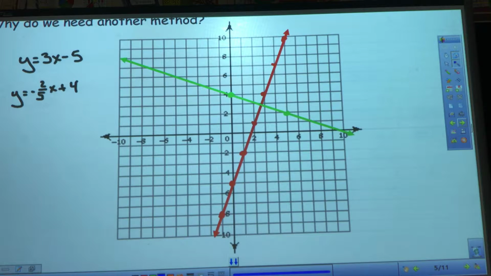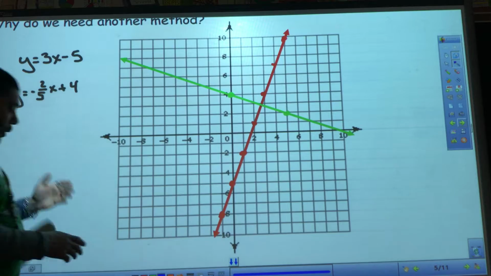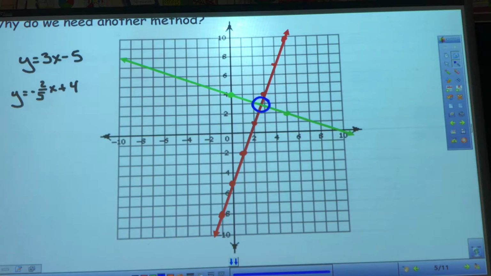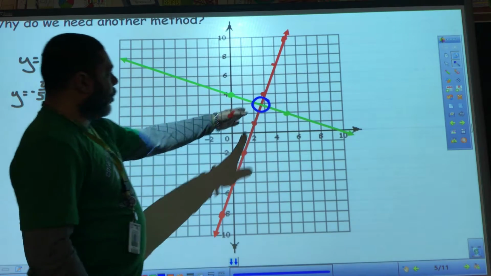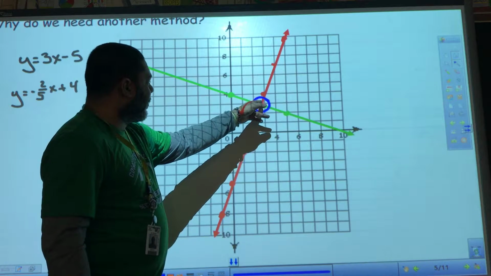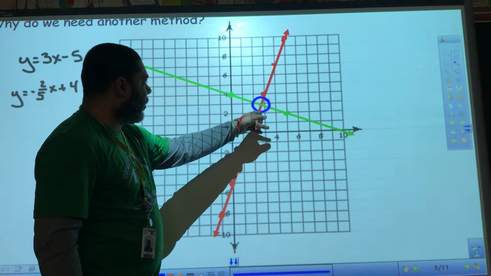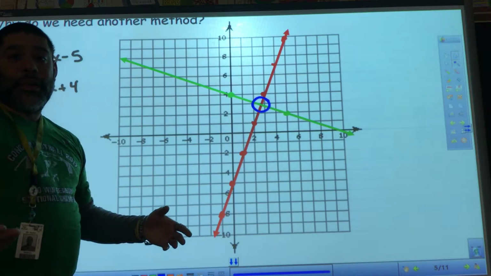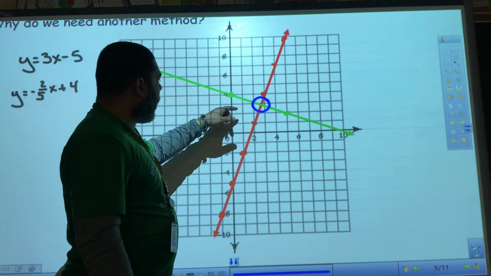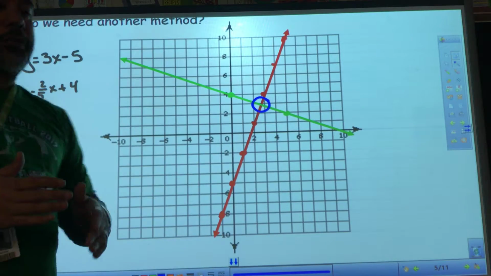Now, when I look at this, I have different slopes, so I do have a solution for this. Okay? There is a solution. I look at the graph, and they intersect right there. The problem is, I cannot tell just by looking at this graph that precise point. I don't know exactly where that is on the x. I can take a guess, but it's not exact. I don't know exactly where that is on the y because they don't intersect in a perfect spot.